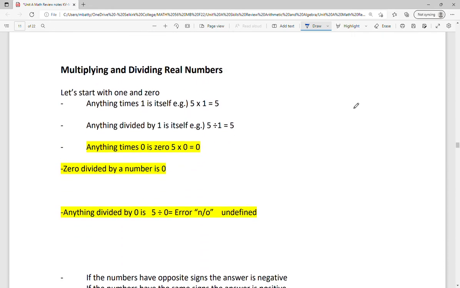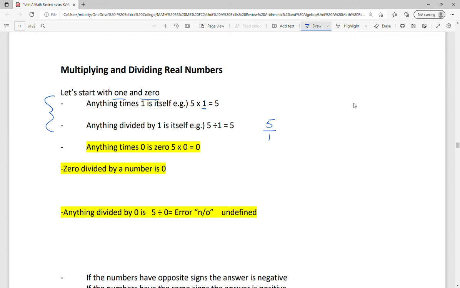So multiplying and dividing real numbers, again, something I'm sure we've all done. Let's start with ones and zeros. So ones and zeros are the biggest pains, it seems, in math. They're not difficult, but they're tricky. So anything times 1 is itself, right? We talked about that with writing equivalent fractions. Anything divided by 1 is itself. We talked about that as 5 written as a fraction, right? So these are all things that we've already kind of reviewed.